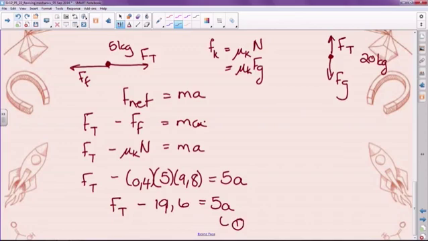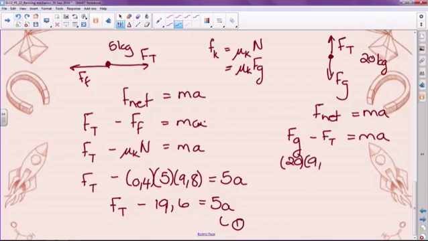Now we look at the 20 kilogram and we do the same thing. All right, so F net equals Ma. This time Fg is bigger than Ft because the 20 kilogram is going to accelerate downwards. So Fg is going to be 20 kilograms times 9,8 minus Ft equals 20a. So that gives me 196 minus Ft equals 20a.